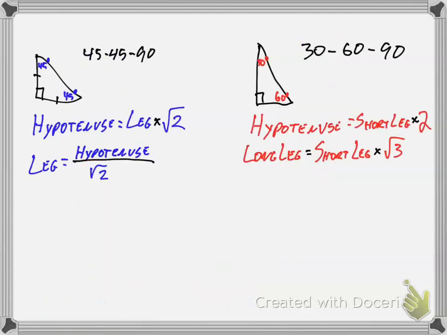So just to recap, if you have a 45, 45, 90 right triangle, the hypotenuse is equal to the legs times the square root of 2. Legs is, of course, equal to the hypotenuse divided by the square root of 2. Can't leave square root in the denominator, so you're just going to multiply top and bottom by the square root of 2. Right? Which ends up being hypotenuse times the square root of 2 over 2. And if it simplifies, simplify it. For a 30, 60, 90 right triangle, the hypotenuse is equal to the short leg times 2, and the long leg is equal to the short leg times the square root of 3.